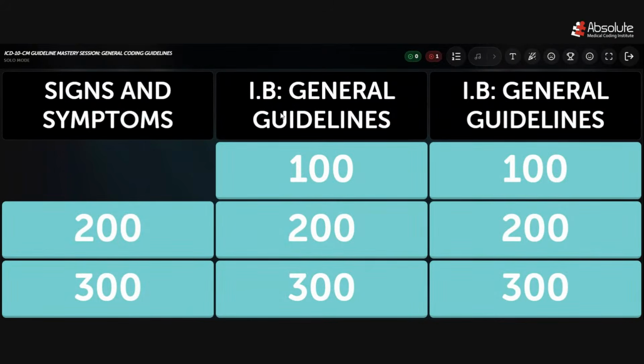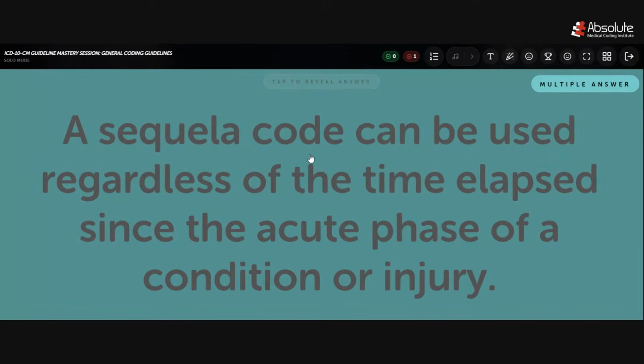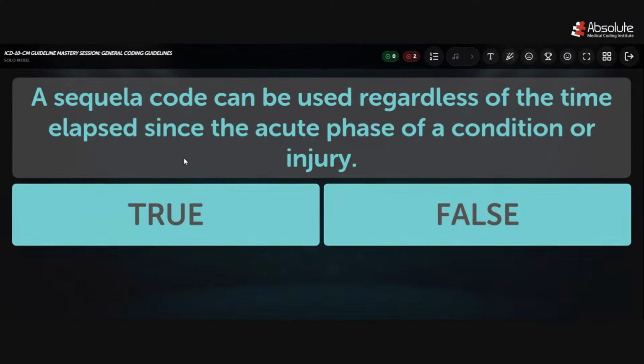Great job. So let's move on to some more general guidelines. Let's move on to 200. Again, just put those answers in the chat. All right. So a sequela code can be used regardless of the time elapsed since the acute phase of a condition or injury. What are we thinking, guys? Let me know in the chat.